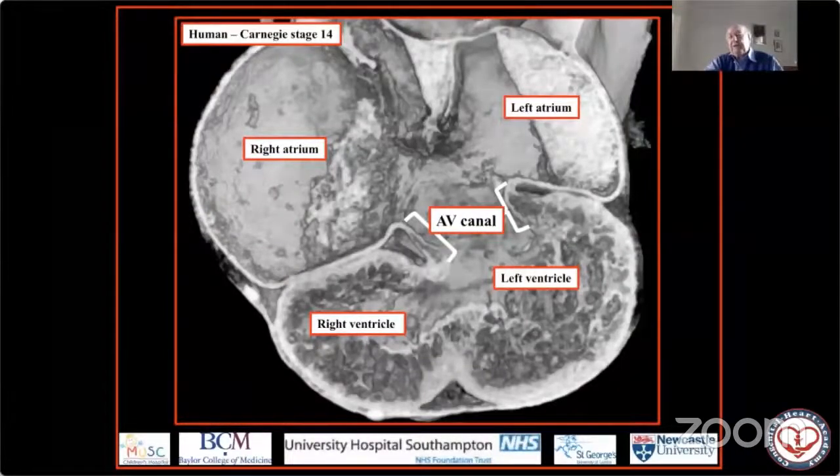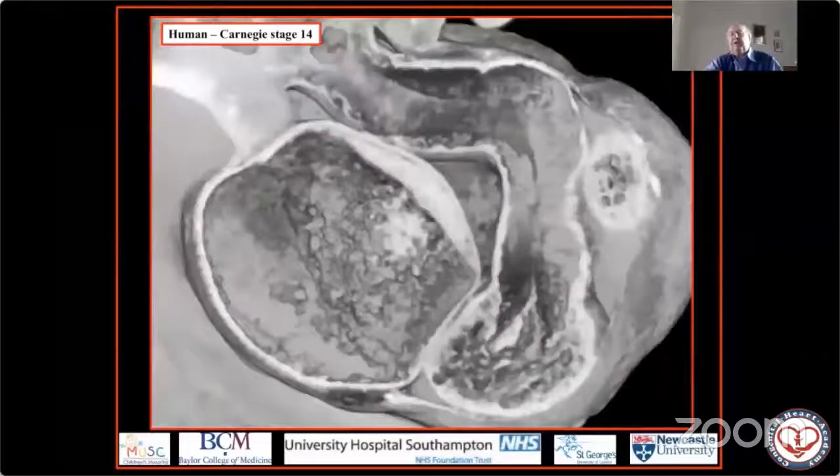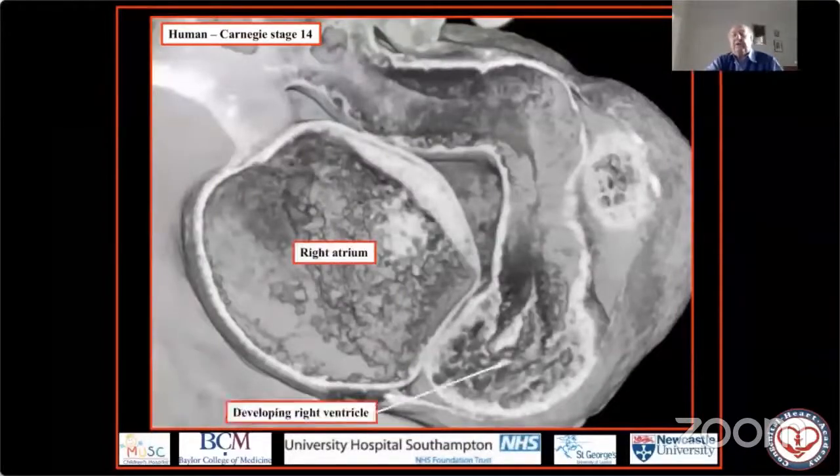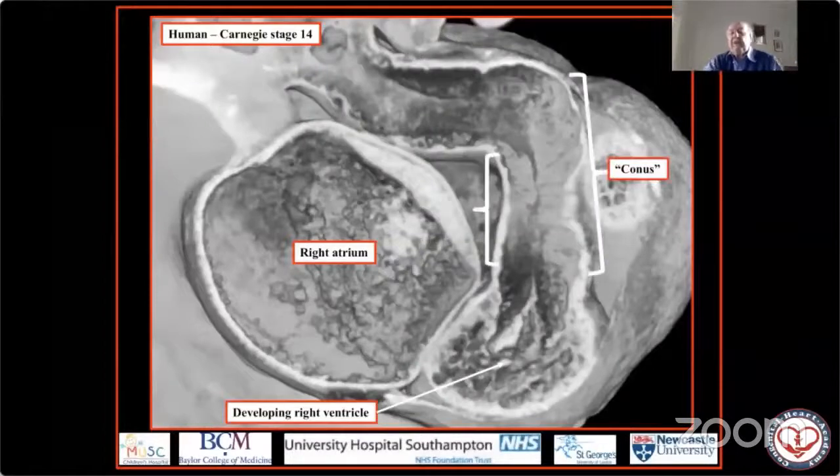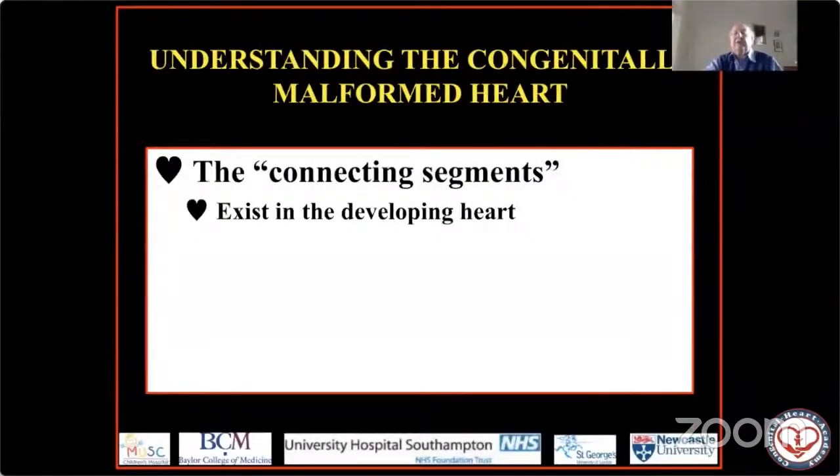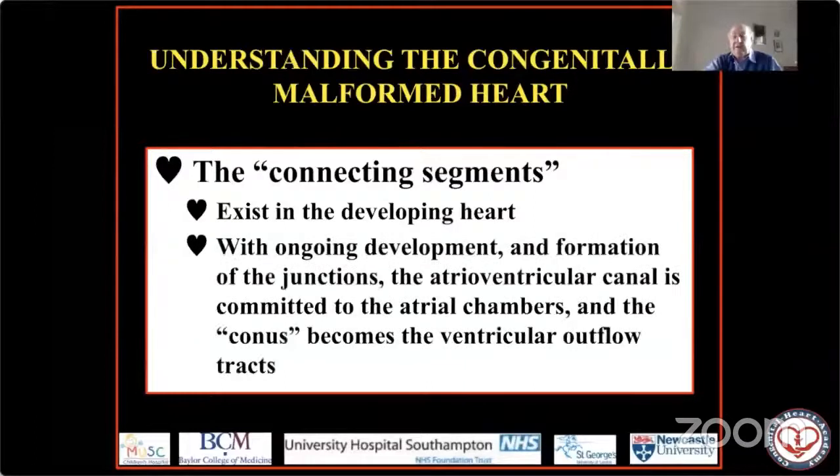And we can cut this 3-dimensional data set, and I can show you how the right atrium has no connection at this early stage with the developing right ventricle. But the developing right ventricle is supporting the entirety of the proximal outflow tract, which is conus. So no question but that connecting segments exist in the developing heart.